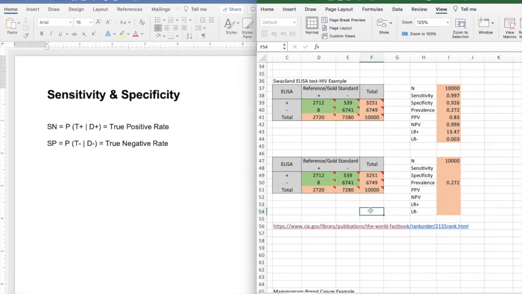This adds up to 10,000. And this is what the 2x2 table would look like for a test that's 99.7% sensitive and 92.6% specific. Now, here's the problem with sensitivity and specificity. These numbers look pretty good, right? 0.997 sensitivity, 0.926 specificity. That looks pretty good.